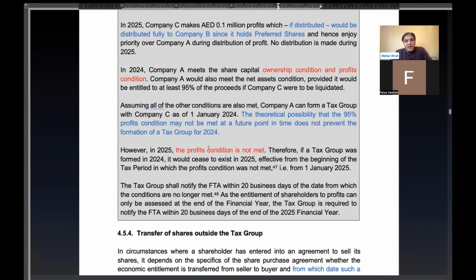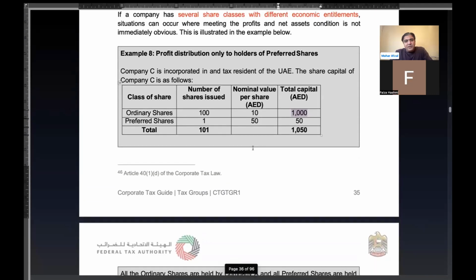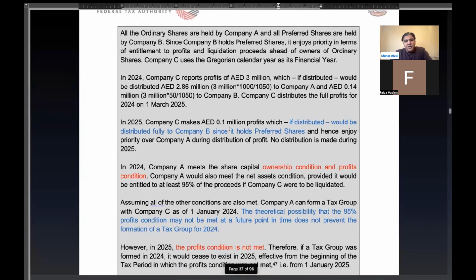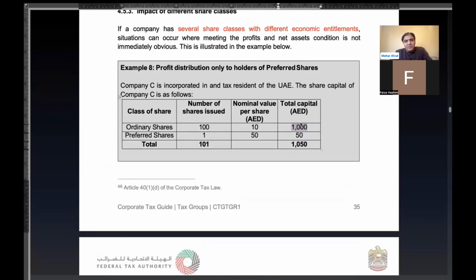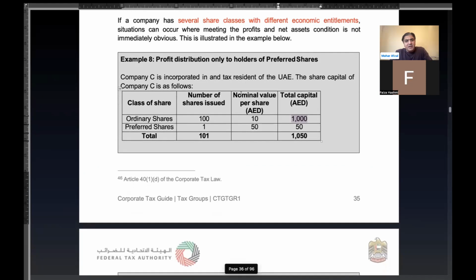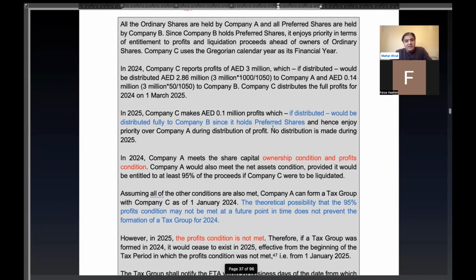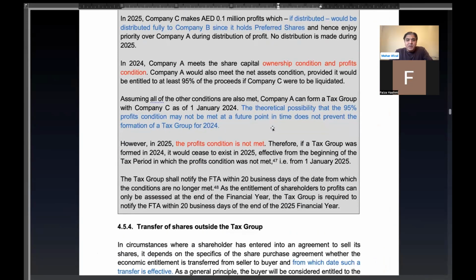In 2025, the profit condition is not met, because the profit in 2025 is 0.1 million. It has 100% gone to the preferred shareholder. So this company will not be getting it; this company is holding ordinary shares. Company C is incorporated and tax resident, and the share capital of Company C is as follows. So they are asking: in 2025 the profit condition is not met, but in 2024 the profit condition and ownership condition have been met.